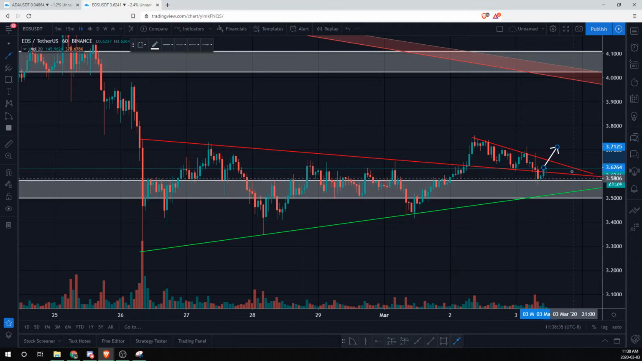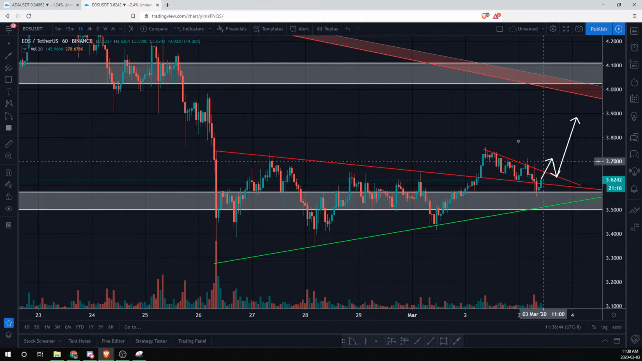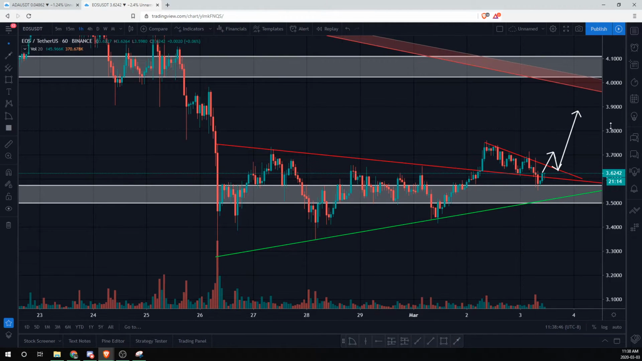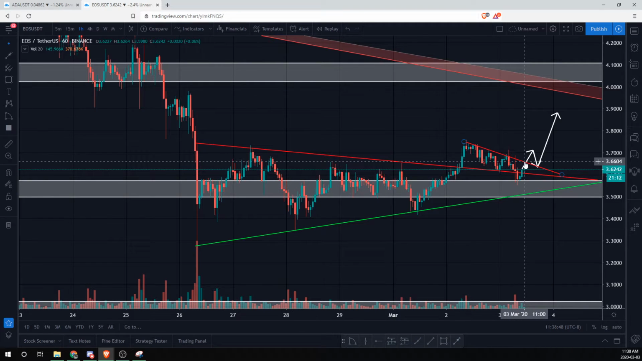Ideally, we want to see a pullback validating the previous resistance as a new level of support. And then we look for buyers in the market. Once we see a validation of buyers in the market, then we are looking to long. So we'll see how the price reacts when the price gets to that zone. If it breaks, we're very interested.